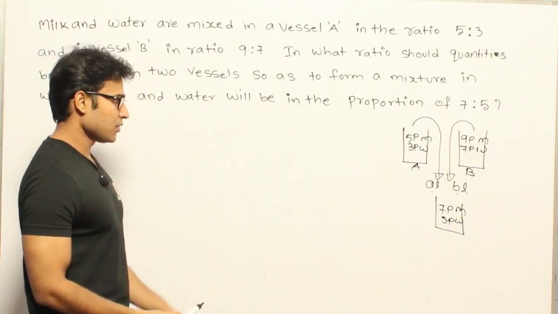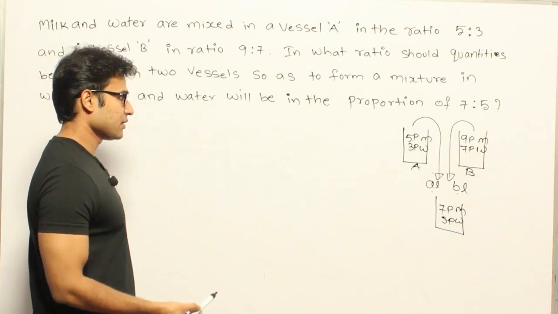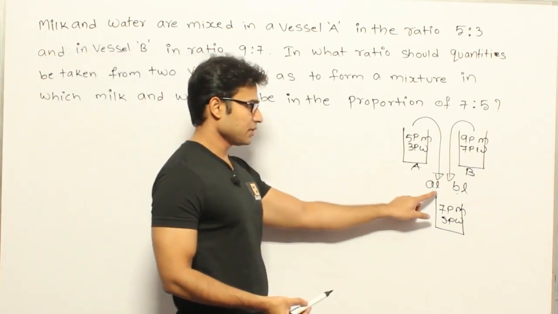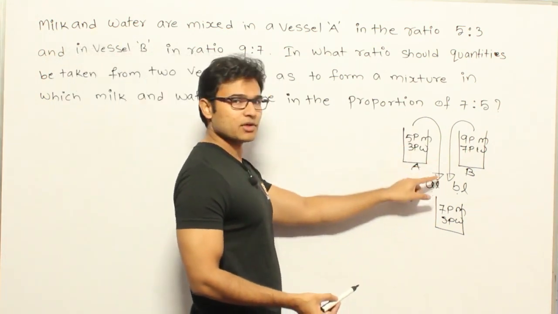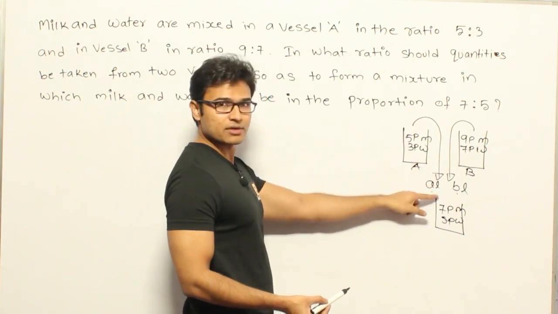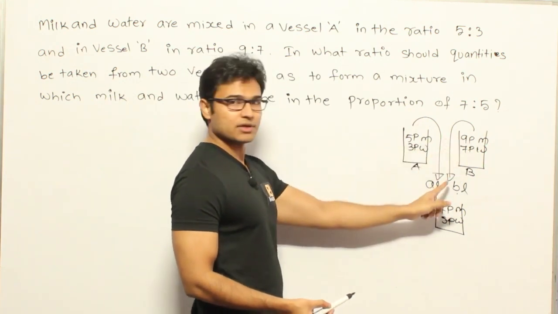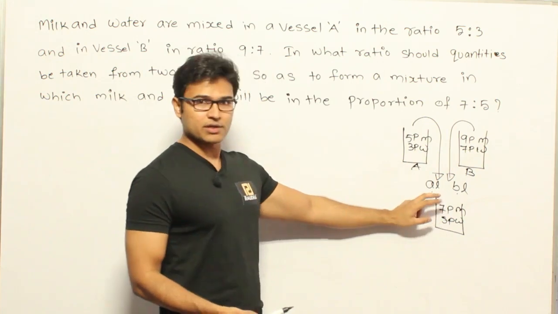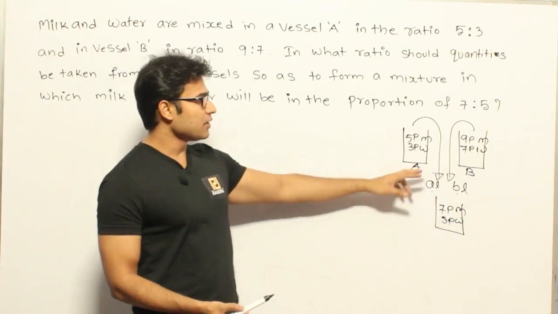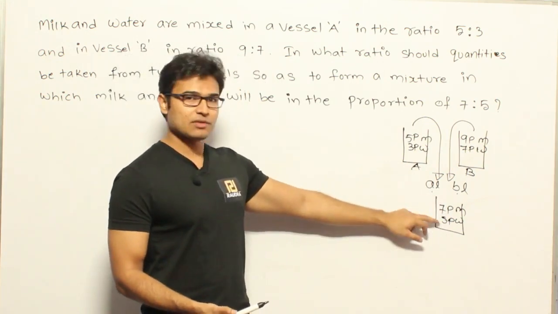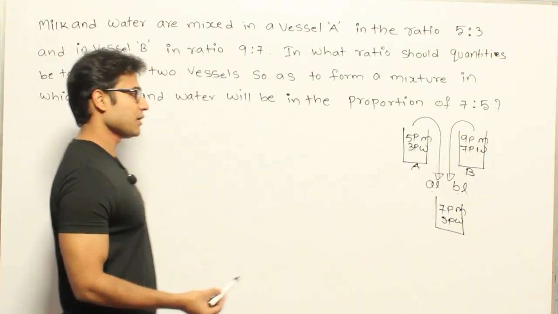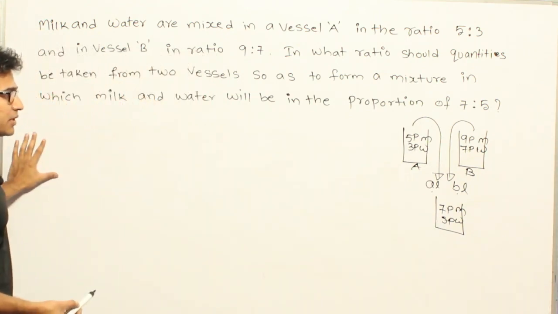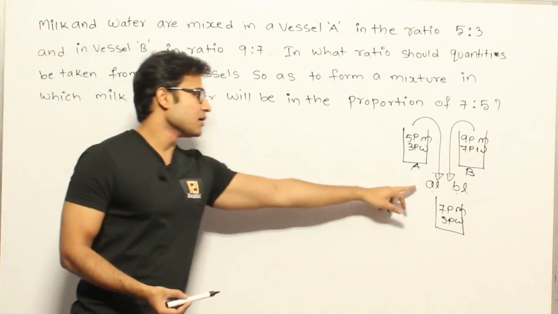Now how to solve it? There are various ways to solve it. If you see this directly, if you assume that A liters is what you are taking from here, you can find out the total milk coming from here and the total milk coming from here, and then the remaining will be water. Therefore we can find out the milk to water ratio has to be 7:5. You can apply that. What I mean to say is, what is the total milk you are going to get if you take A liters from here?